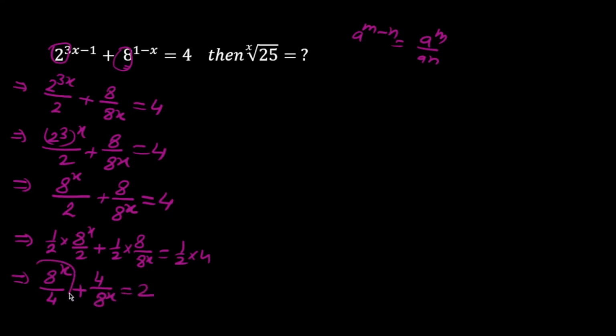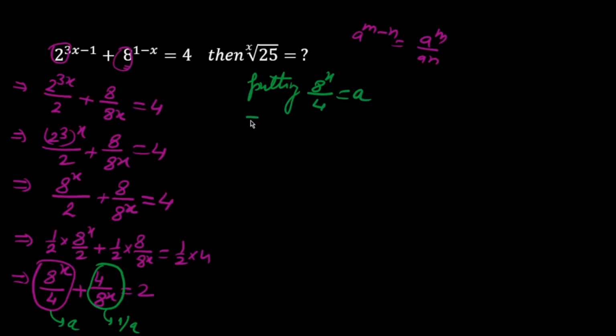Now we can say that if we put it as a, then this will definitely become 1 by a. So let us put 8 power x over 4 is equal to a. We will get from here a plus 1 over a is equal to 2.